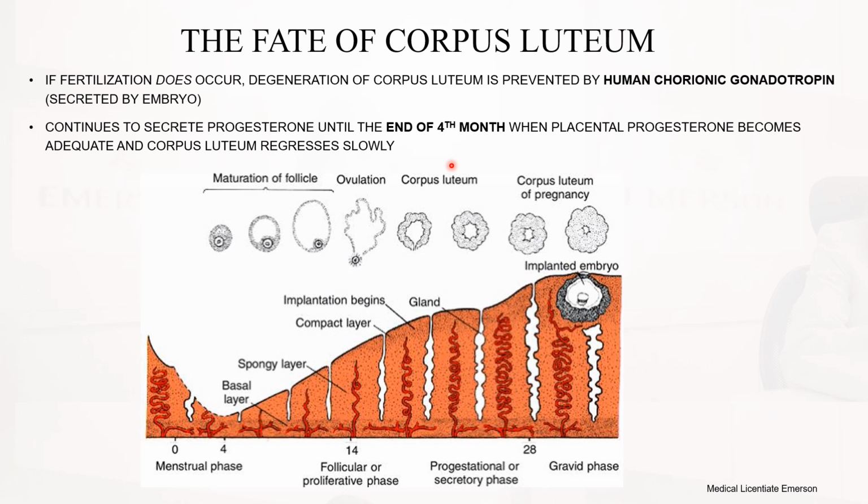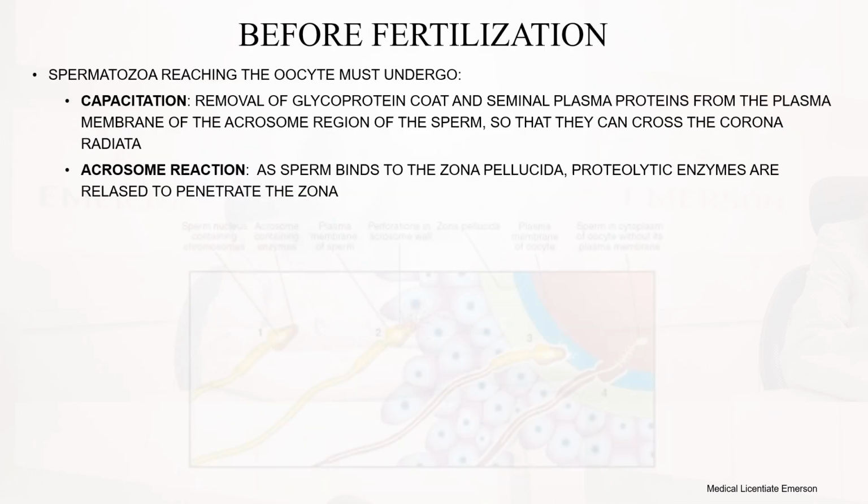So as long as the body does not have enough progesterone, the corpus luteum continues to produce progesterone until the placental progesterone becomes adequate. So it now becomes enough. Then that's only when the corpus luteum regresses slowly, so that the placenta can now continue producing its own progesterone.